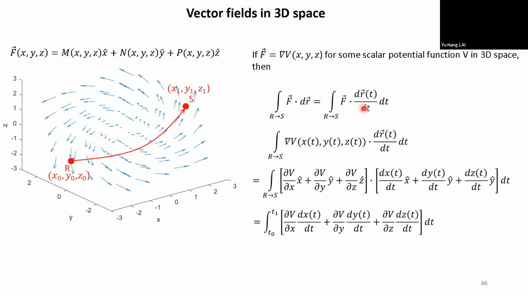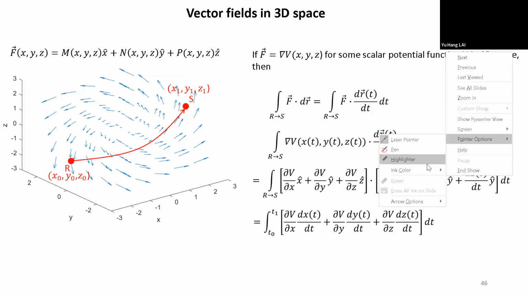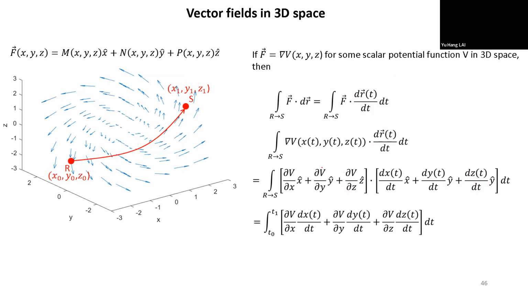But again, you can see that the procedure of this proof is exactly the same as what we had for the 2-dimensional case, except that I have the additional term, partial v partial z, and this dz/dt. Typo here. So these are the 2 additional terms that we have. But the trick is the same.